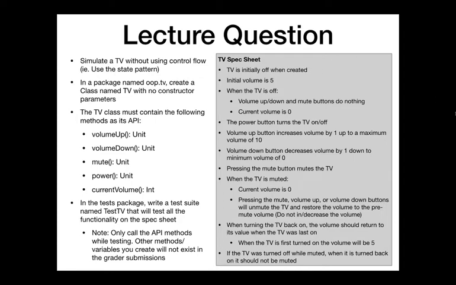So what we want to build here is a TV class, capital T, capital V. Don't do the lowercase v. It's a frustrating mistake. TV class with these 5 methods in its API: volume up, volume down, mute, power, and current volume. And we want all of this behavior based on this API. We want all these different pieces of functionality in each of these bullet points as we're building this TV, and a test package, a test suite, test TV, which is going to test all of this functionality.